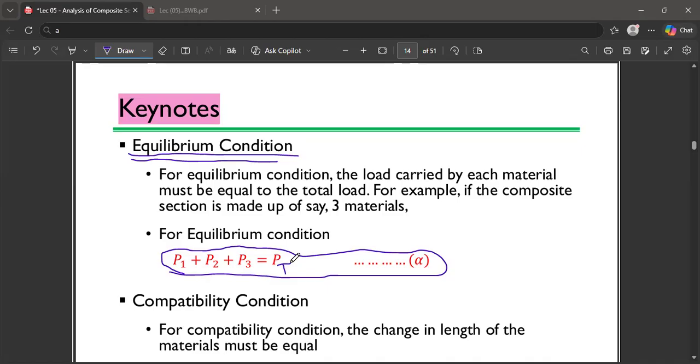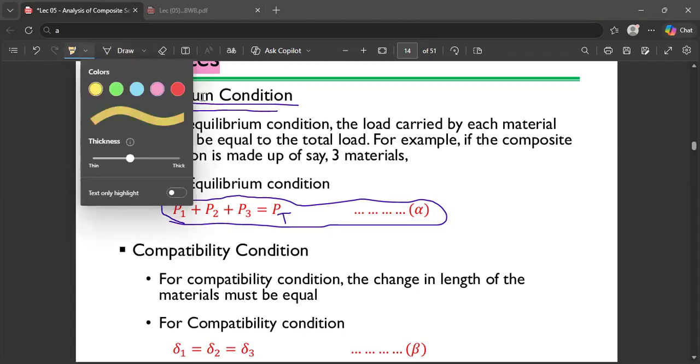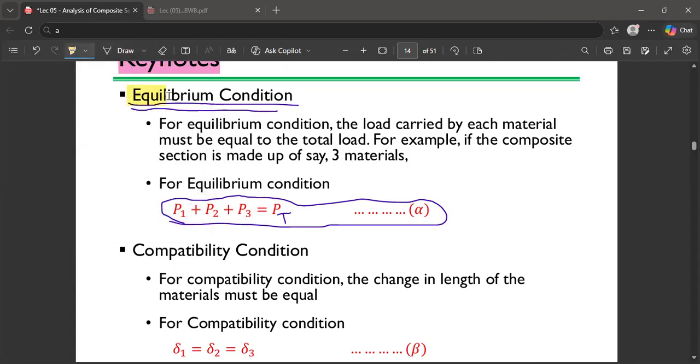The P1 is the load in material 1, the P2 is the load in material 2, and the P3 is the load in material 3. All will be equal to the total load. That is in the case of equilibrium condition. Let me quickly highlight it with a good pen for you to see.